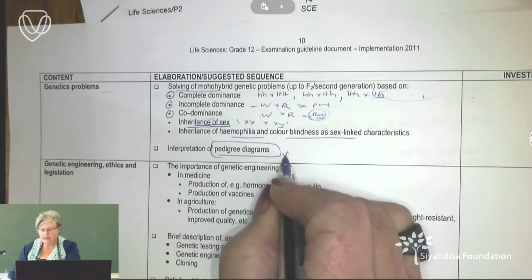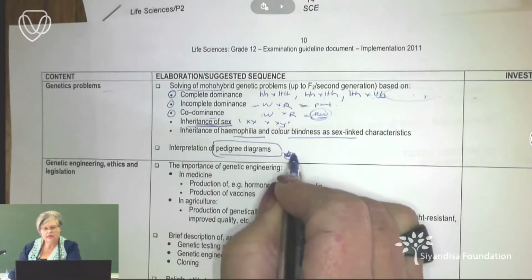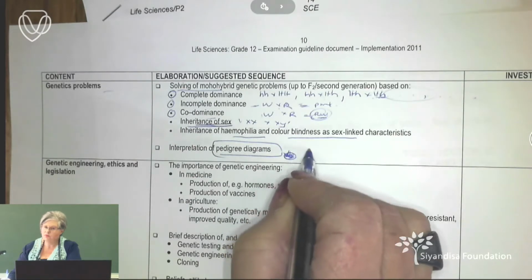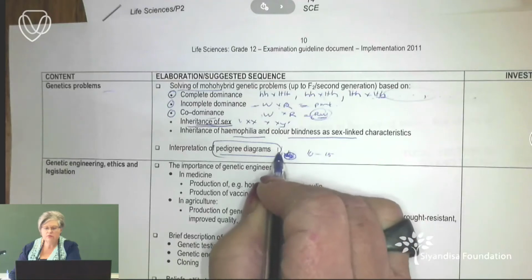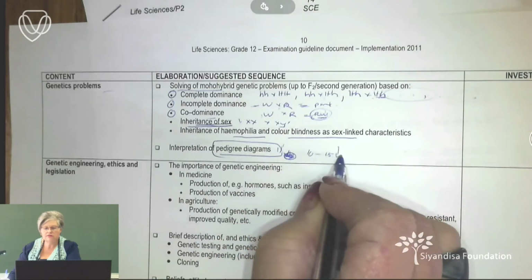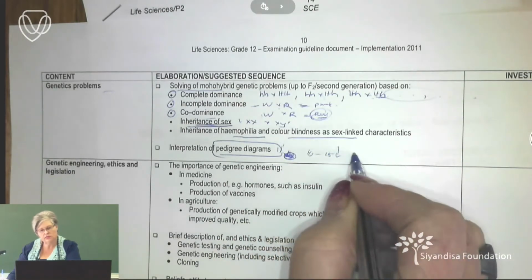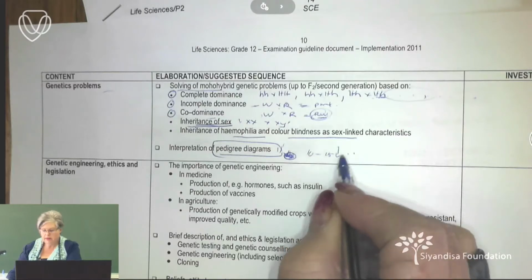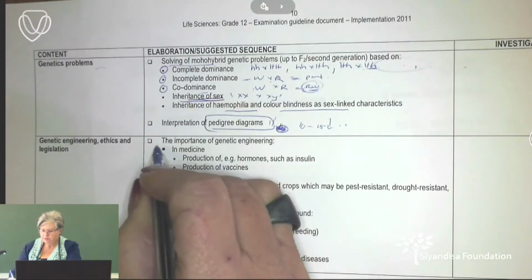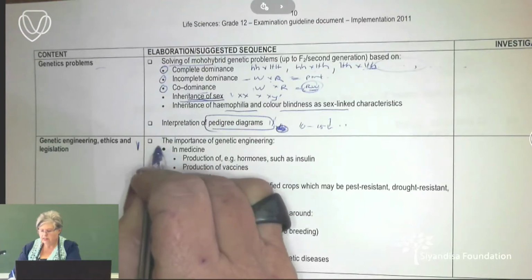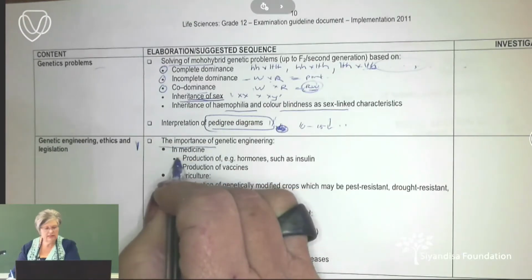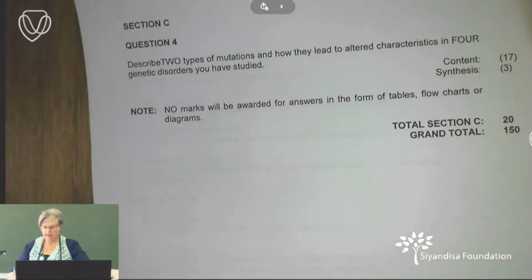Now, pedigree diagrams is going to be a session on its own, because it's usually about 10 to 15 marks, and it's here where we expect the more difficult questions to pop up. And then lastly, we will look at genetic engineering, what genetic engineering is and the role that it plays.